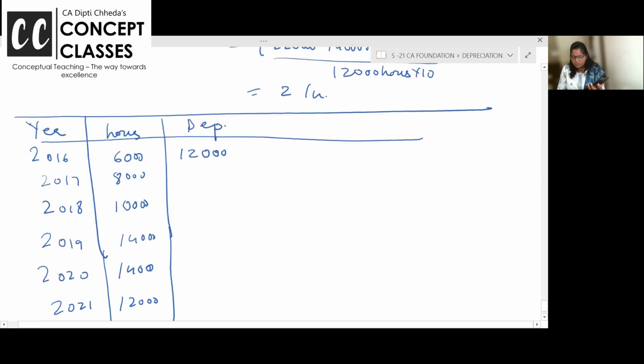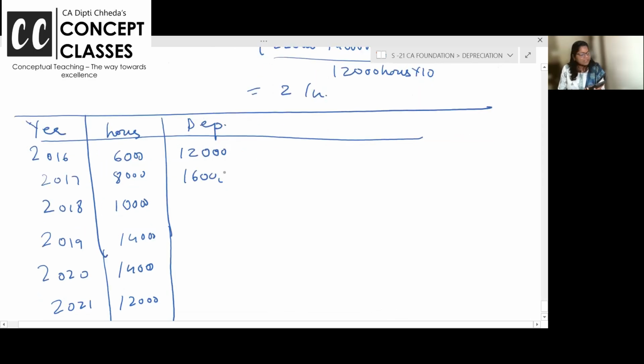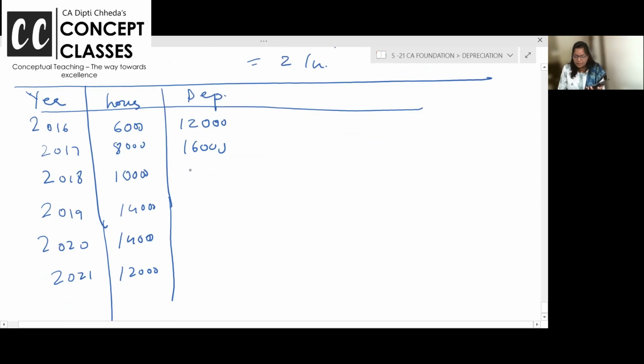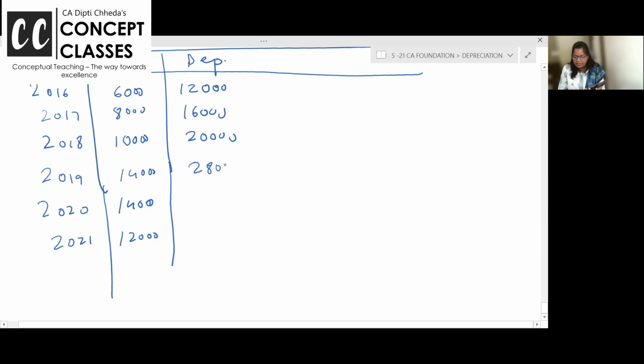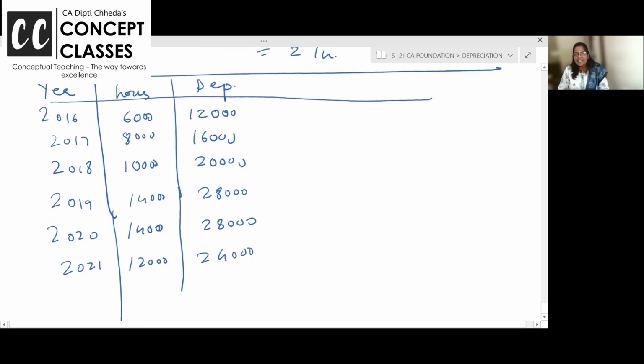And this will be like 12,000, 16,000, 20,000, 28,000, 28,000 and 24,000. Done for the day. No, class is not over. Just I said, is the way we are doing depreciation clear to all of you or not?